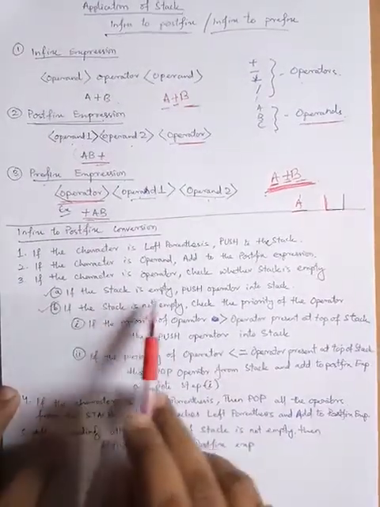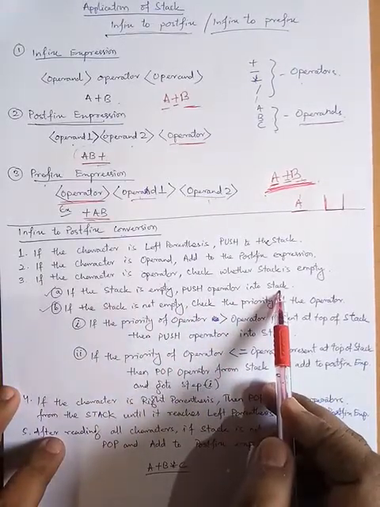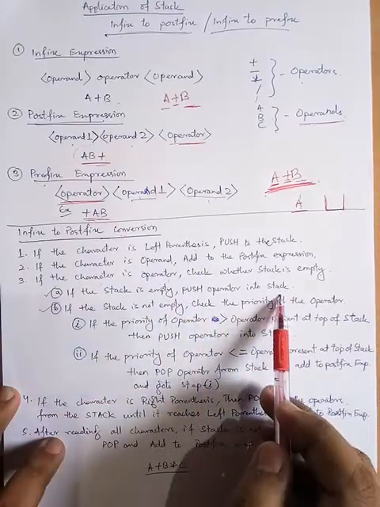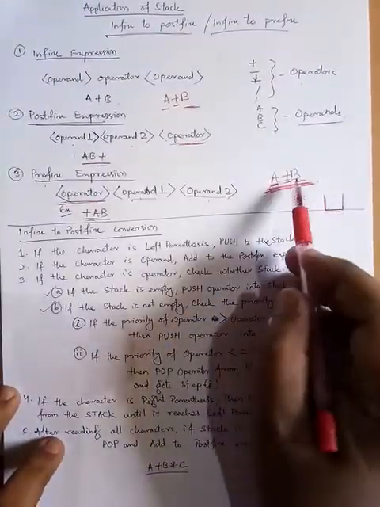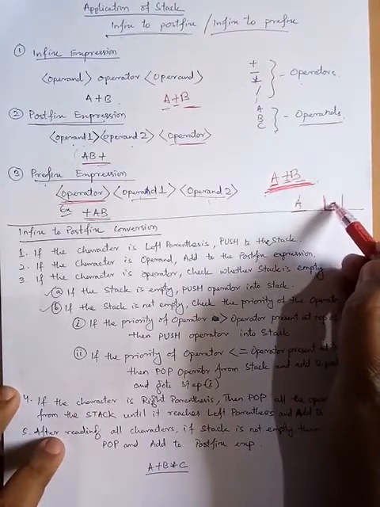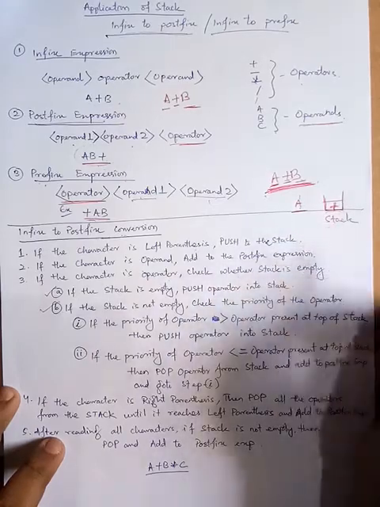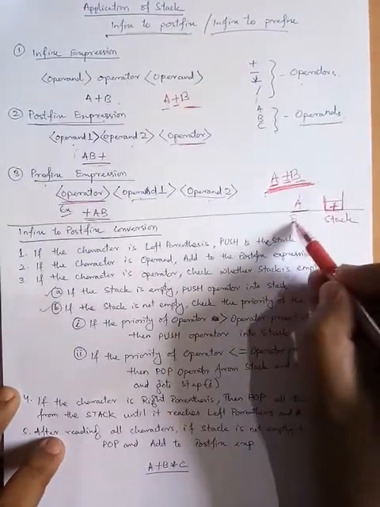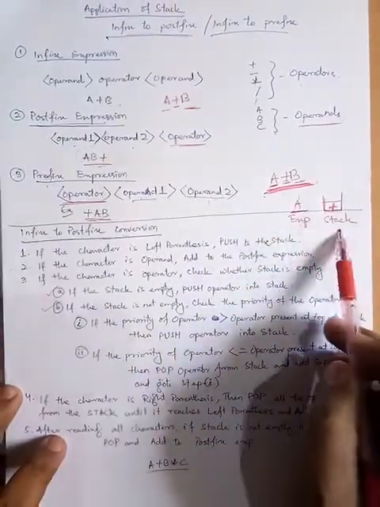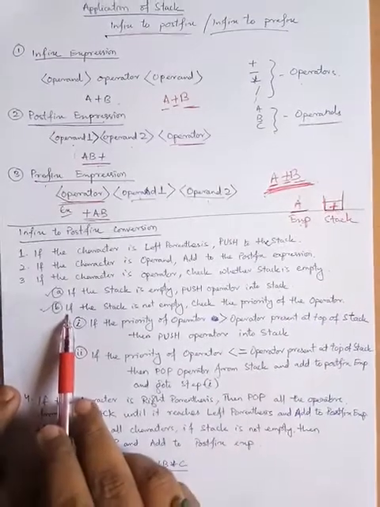If the stack is empty, then push the operator into the stack. That means the stack is empty, and now this operator is the plus symbol, so that will be pushed into the stack. So this is the stack, and this is the expression. Now the expression contains a and the stack has the plus symbol.